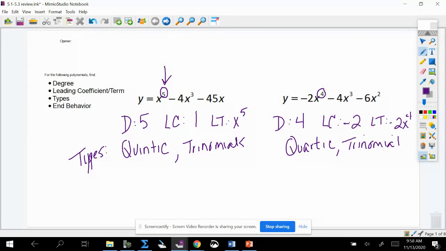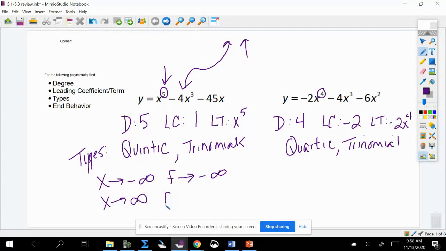If it's odd with a positive leading coefficient, I'm just going to draw a little picture of what you'd see on your calculator. The left side is going to be heading down, the right side is going to be heading up. The way that we write that is as x goes to -infinity, that's the left, my function or my y value is going down, so that's -infinity. And as I go to the right, which is as x goes to +infinity, my function or my y value is going up towards +infinity.